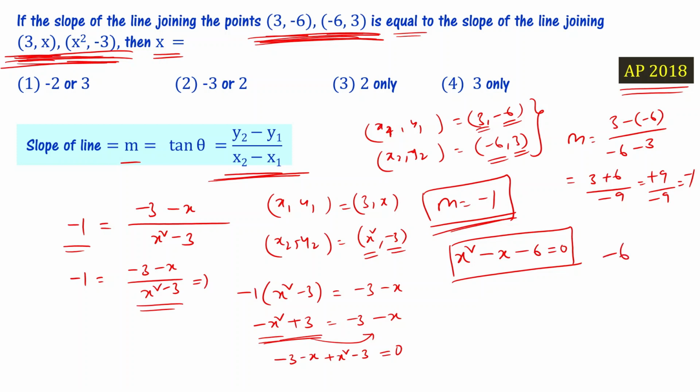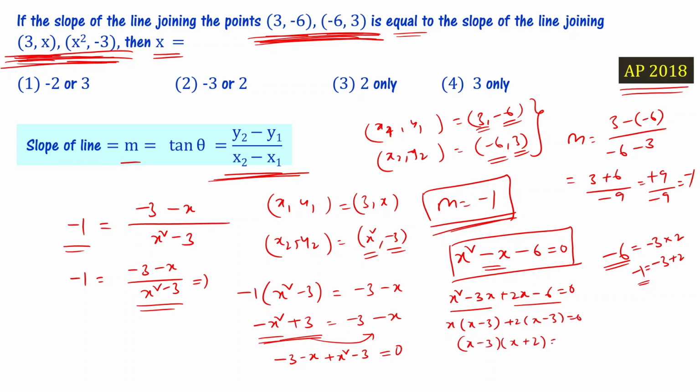ఓకే, minus 6 can be written as minus 3 into plus 2, right? minus 3 plus 2 ఎంత అయింది? సమ్ వచ్చి minus 1 అయింది, right? In both the cases you see product వచ్చి minus 6 అయింది, సమ్ వచ్చి minus 1 అయింది. So we can write this as x square minus 3x plus 2x minus 6 equal to 0. ఈ రెండు టర్మ్స్ నుంచి x కామన్ తీసేస్తే x minus 3 మిగులుతుంది. ఈ రెండు టర్మ్స్ నుంచి plus 2 కామన్ తీసేస్తే x minus 3 మిగులుతుంది, right? This can be written as x minus 3 into x plus 2 equal to 0.